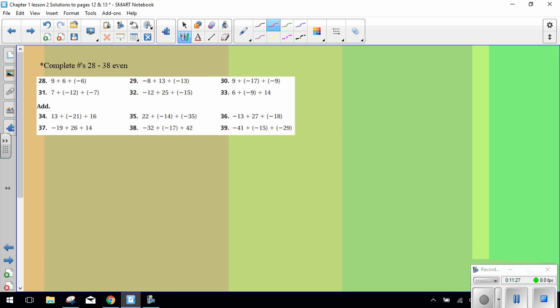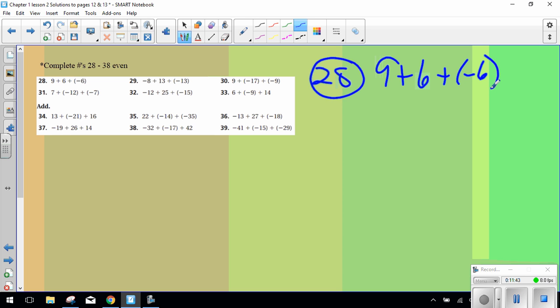Okay, for the next section, we're going to complete just the evens, so 28 to 38 evens. So let's begin. So we have 9 plus 6 plus negative 6. Now you need to remember, in addition, you don't have to necessarily go from left to right. You can, but when I look at these two numbers here, I know those are additive inverses. They go to 0. So my solution to 28 without doing any math is 9. I'm just going to start an answer column here.